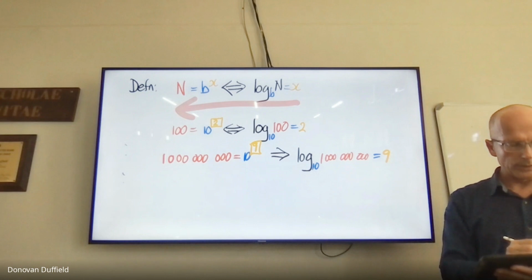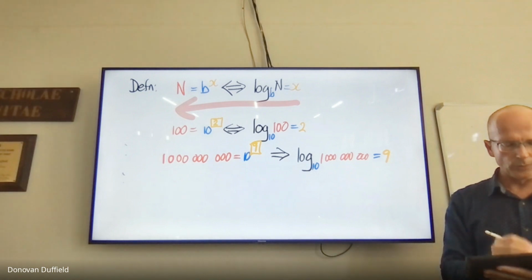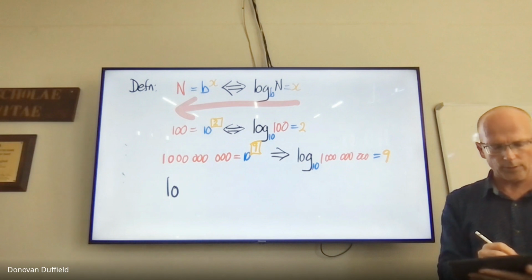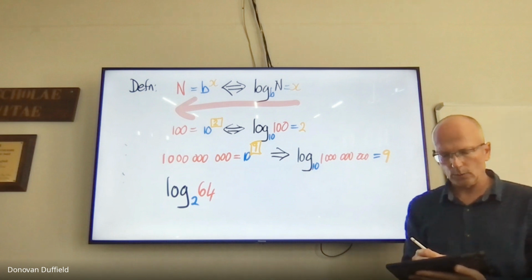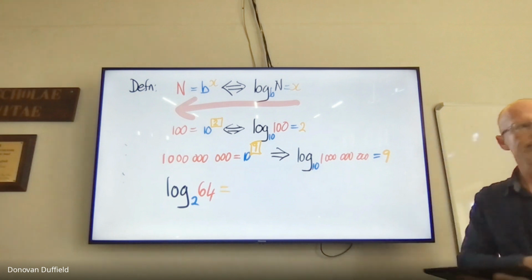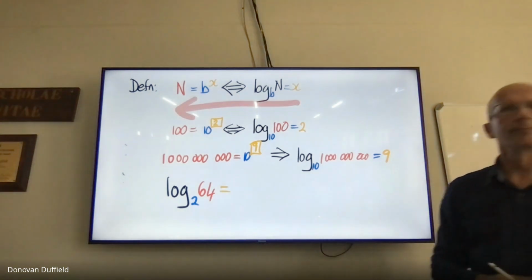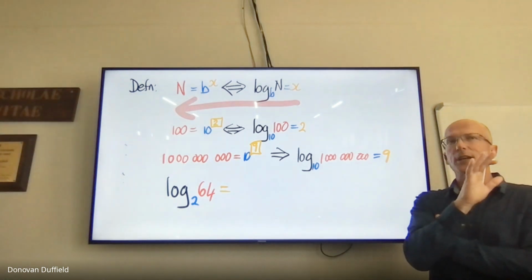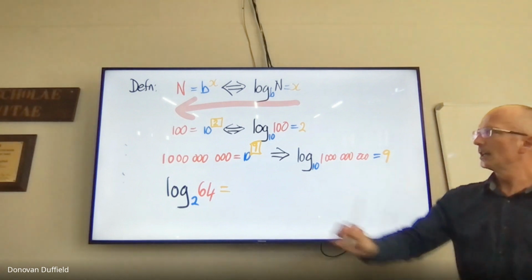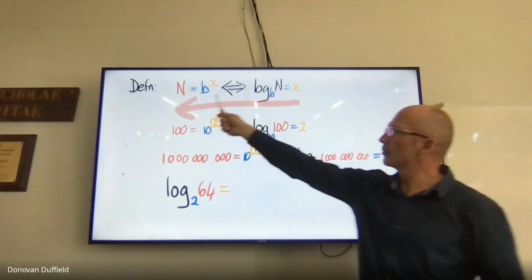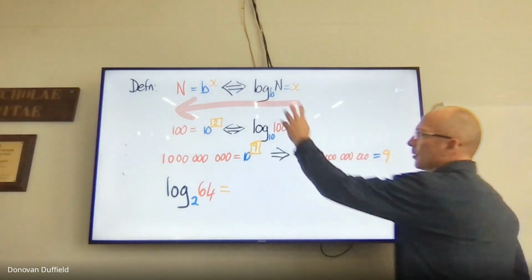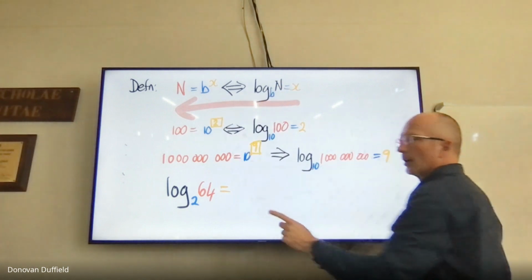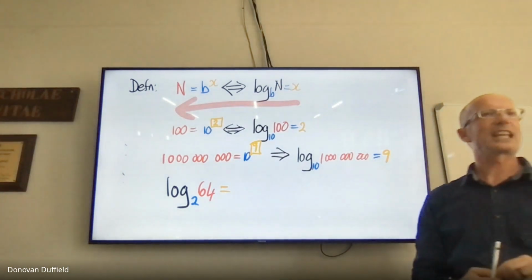Okay, let's do another one. Take 64. The logarithm of 64 to the base 2. What is this going to equal? My advice to you is convert this to that, and then you'll be able to find the answer. So go from logarithmic form to exponential form, and you'll get to see what the answer is pretty clearly.